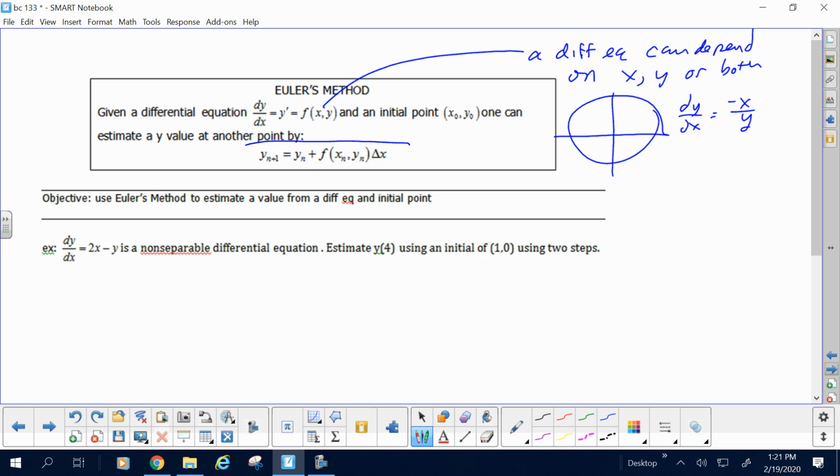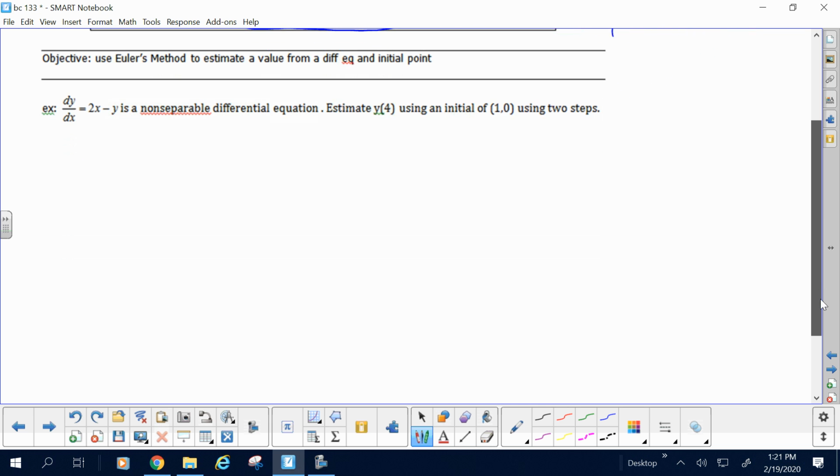And this then is the big idea of Euler's method. A new y is the old y plus the rate of change times the change in x. This is an example or two and an AP example as well. Say you had dy/dx is 2x minus y, which is a non-separable differential equation. That is to say, you cannot separate the variables and integrate. If I asked you to estimate y of 4 using an initial of (1, 0), and 2 steps, then this is what I suggest. First, find delta x. Delta x is the final x minus the starting x divided by the number of steps. What's delta x in this case?